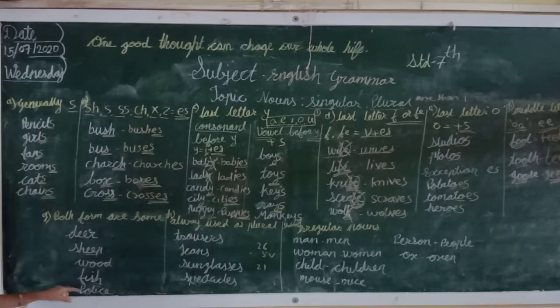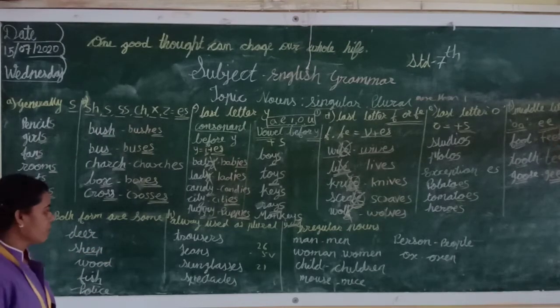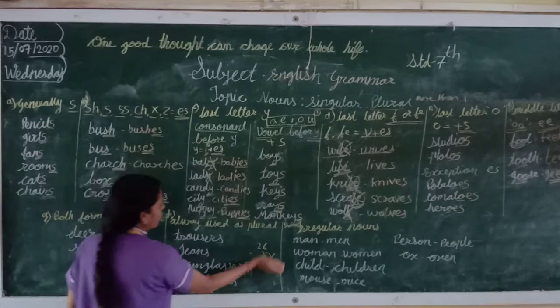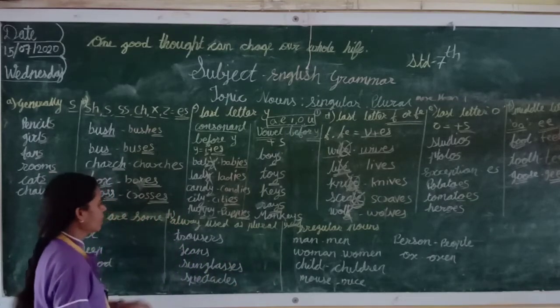Then police. Singular, if one person is police, we will say police. Many police, then also we will say only police. I hope students you understood. These seven words are plural also and singular also. Now students, we will see the next rule. What is the next rule?